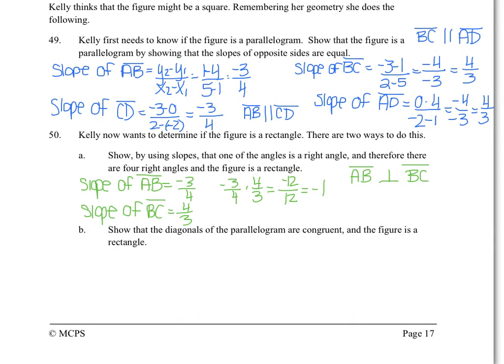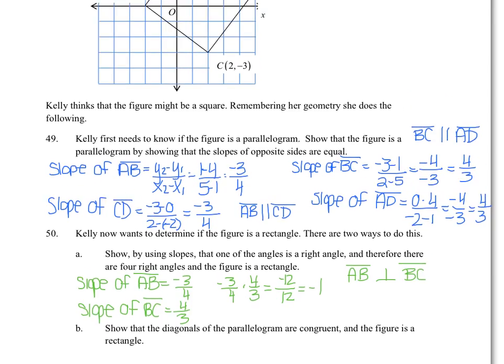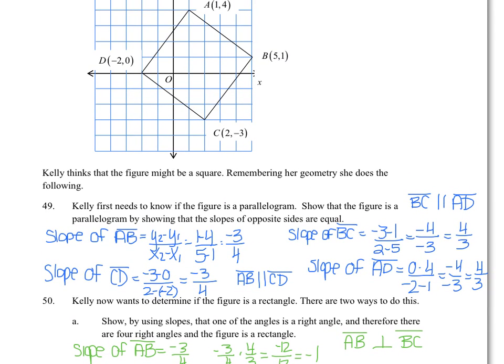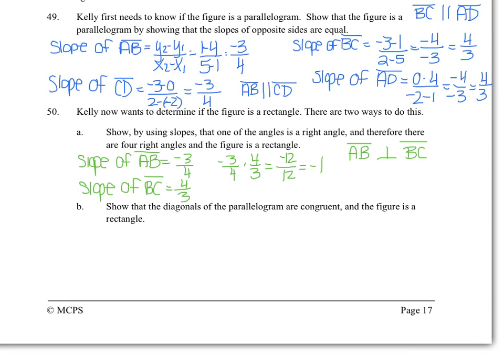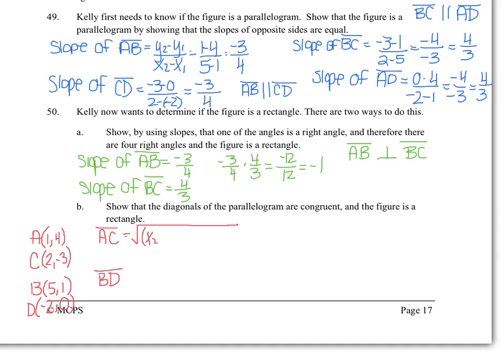For part B, it says show that the diagonals of the parallelogram are congruent and the figure is a rectangle. So we need to see that AC has the same length as BD. So just because I can't see the picture here, I'm going to write down my points. A is 1, 4, and C is 2, negative 3. So I want to find the distance of AC. That's one diagonal. And then B is 5, 1, and D is negative 2, 0. And we also want to find the length of BD, which is the other diagonal. To find the length, I'm going to use the distance formula, which is the square root of x2 minus x1 squared plus y2 minus y1 squared.